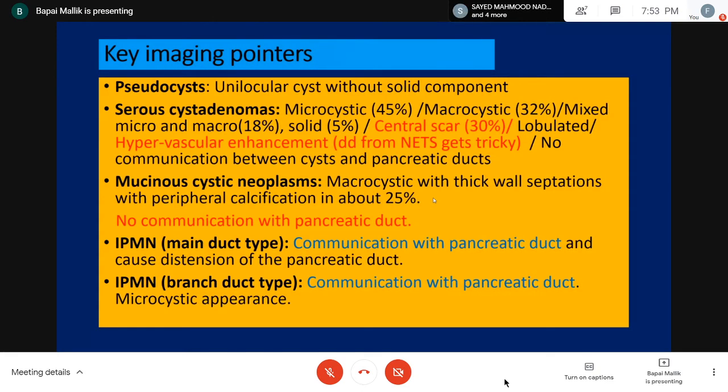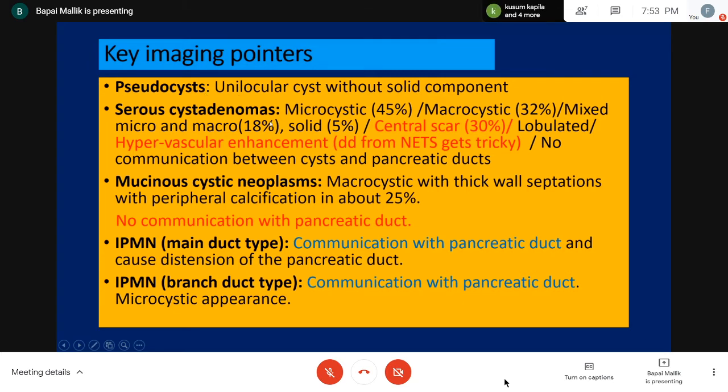So now let us take some time to look at some of the key imaging pointers. Now, this decision making is done most of the time by the radiologist or the clinicians. They're going to look at it and put their impression, but as cytopathologists, we should be aware of these findings. Pseudocysts are mostly unilocular without any solid component. That's a very vital point about pseudocysts.